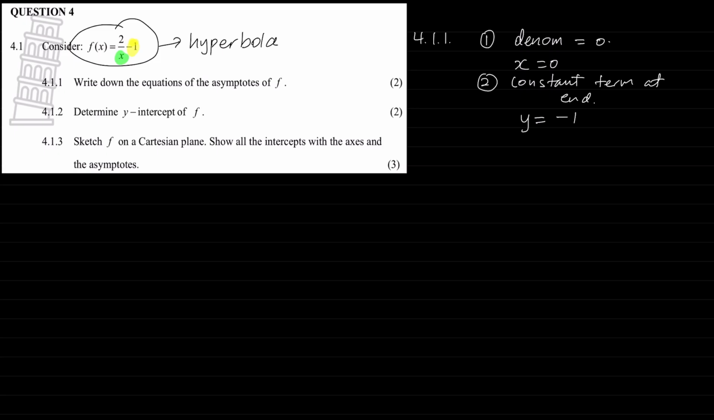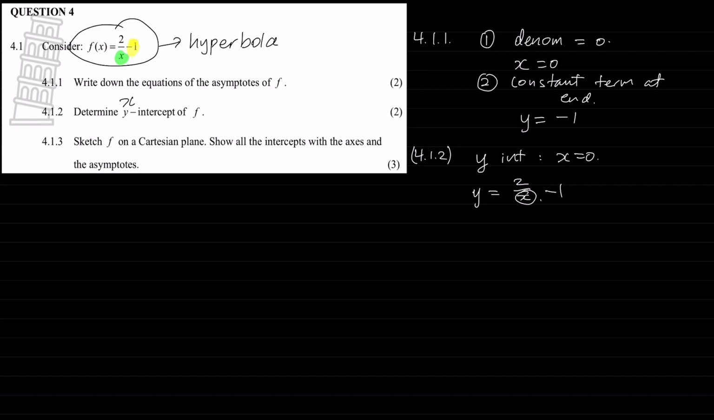Question 4.1.2, determine the y-intercept of f. This is a problem. It's an error. Because remember, if you want to solve for y-intercept, we say x equals 0. Now, if you substitute in your equation, you have y equals 2 divided by x minus 1. If you substitute 0 here, then it makes it undefined. So I believe the question is meant to say, determine the x-intercept.